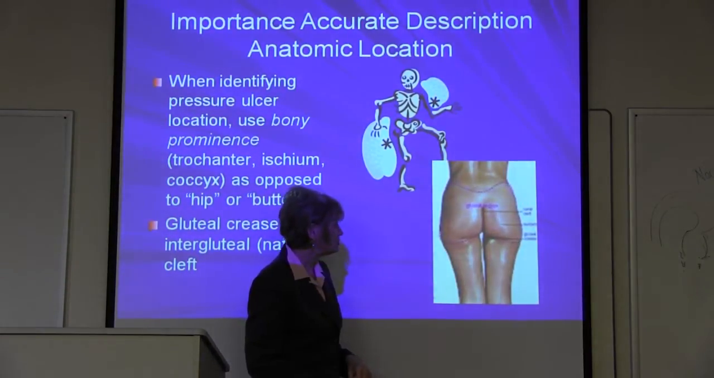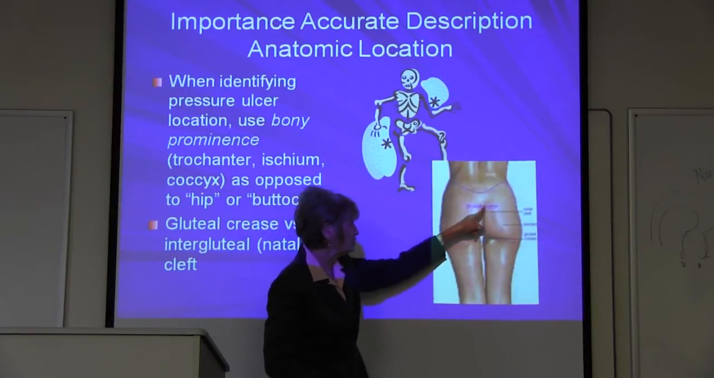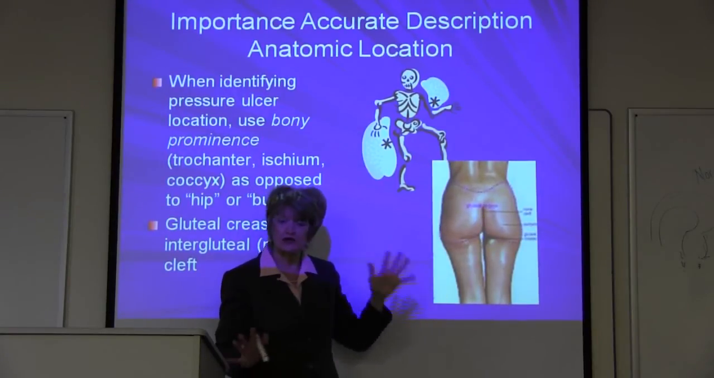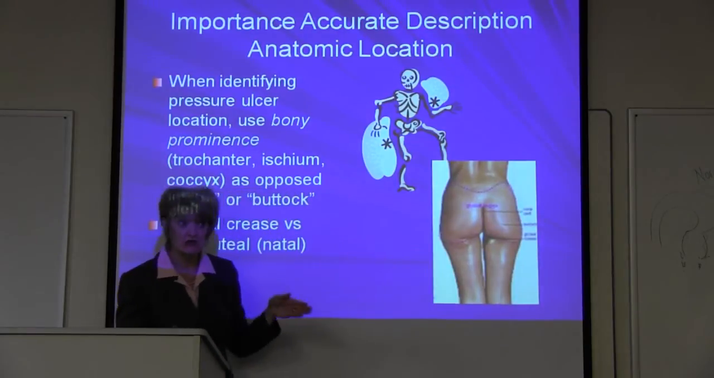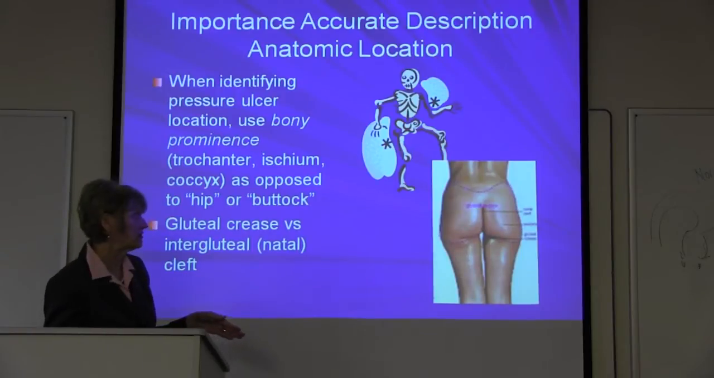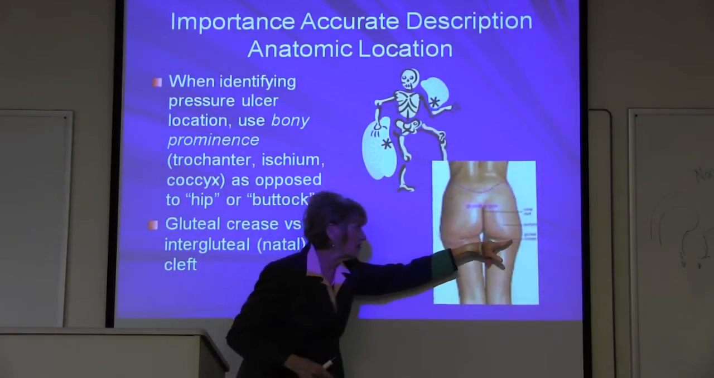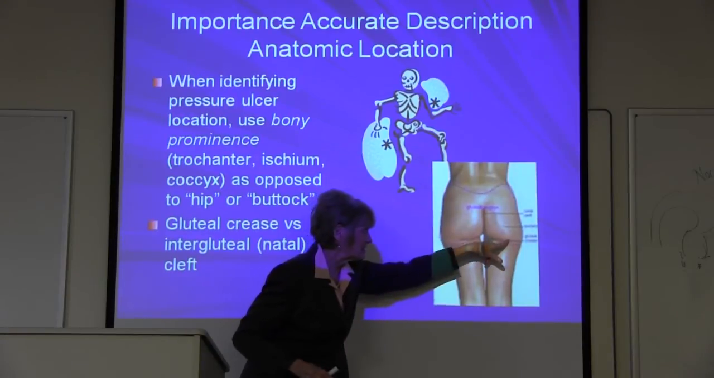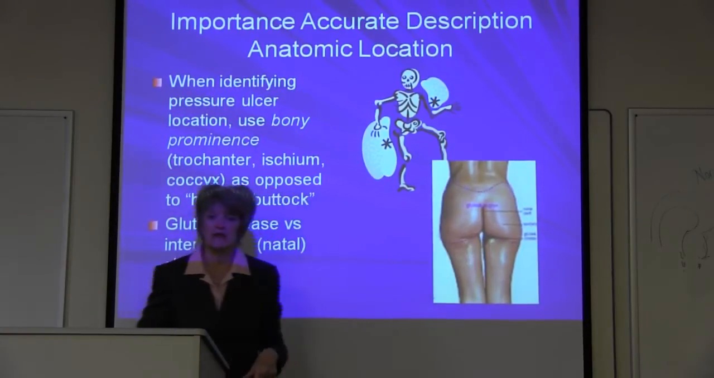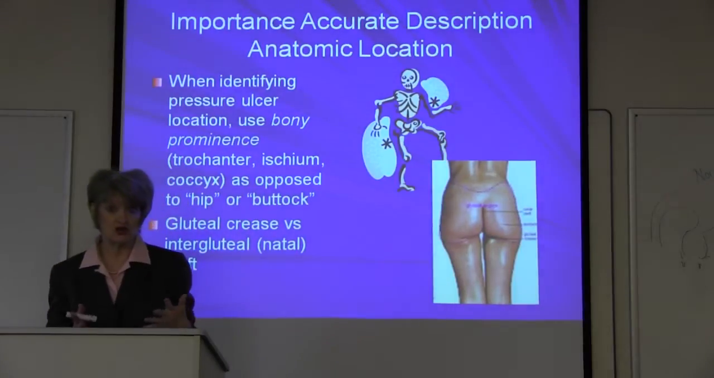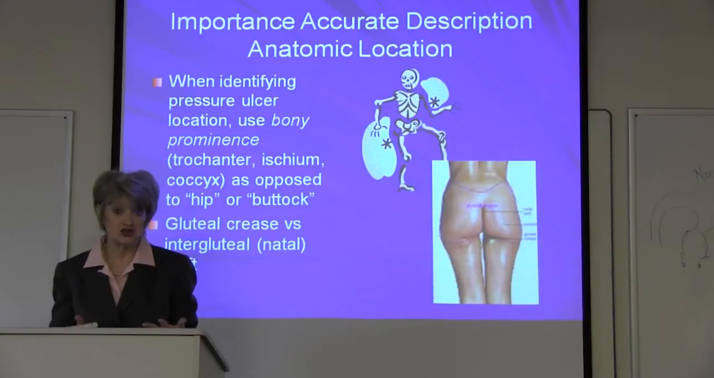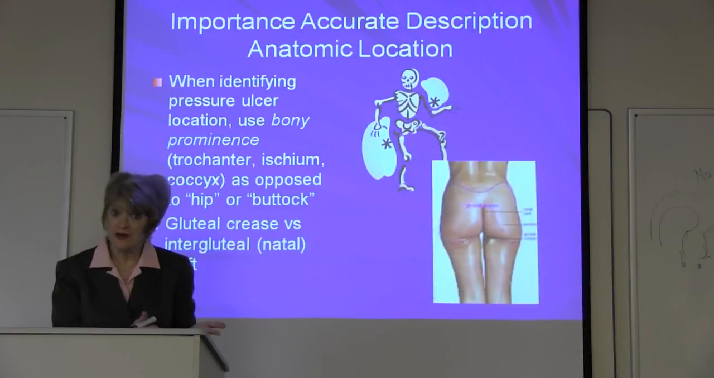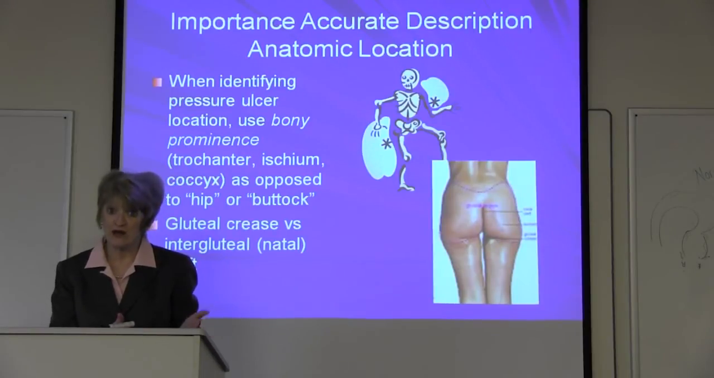Now, another area that you want to be really clear about is what you call this. And I know we call it the crack, but what you call it on the chart. And the accurate term is natal cleft or intergluteal cleft. The gluteal fold is actually this. It's the fold between the buttock and the upper thigh. So make sure that you're using correct anatomic terminology. If you're not sure, look it up. Teach your staff to use correct anatomic terminology so that the person who picks up that record can tell where that wound is.